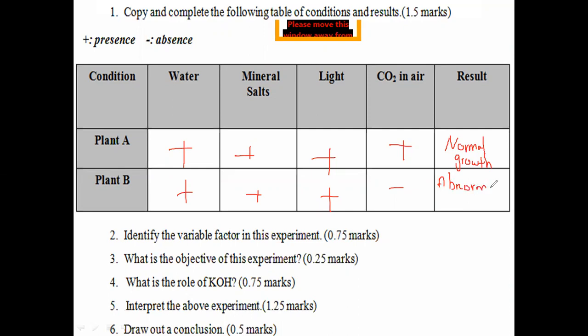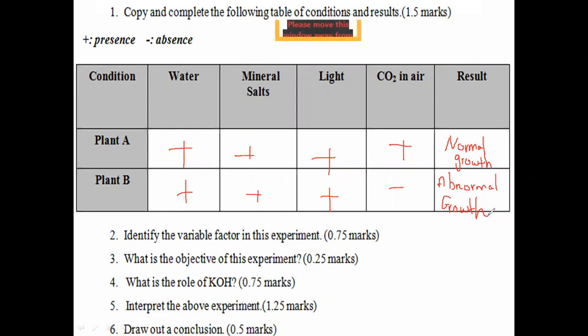Abnormal graph, not normal graph. Indicate the variable factor. What is the difference? The difference is the CO2, the variable factor. What is the objective of this experiment? It is done to study the importance of carbon dioxide for the growth of green plants.